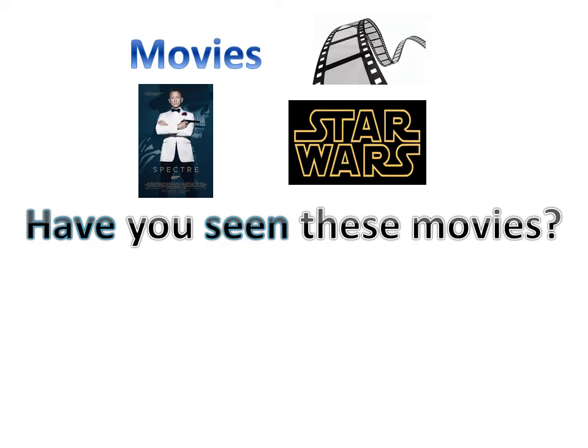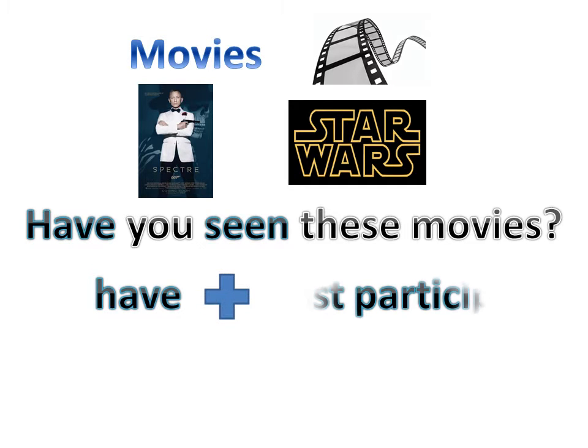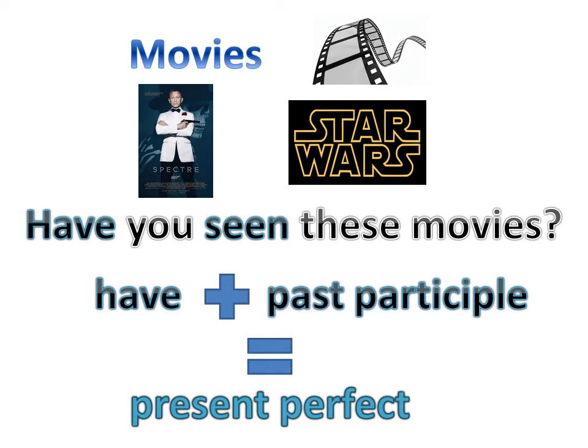If we notice the verb in this question, we have the verb have, but we have another verb, seen. Seen is what we call a past participle. When we have this combination of the verb have plus a past participle, this is called the present perfect.